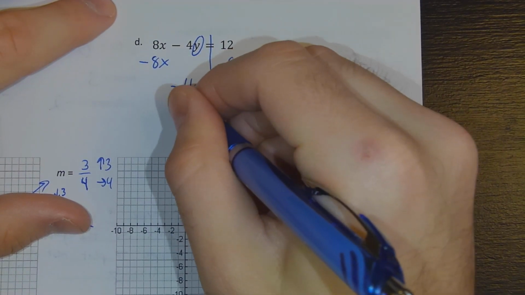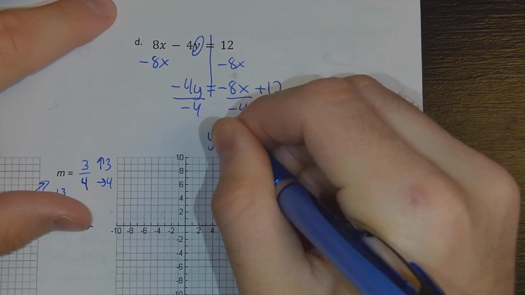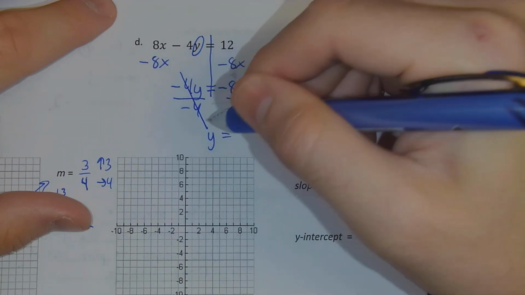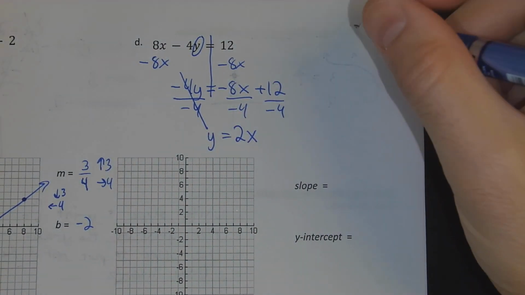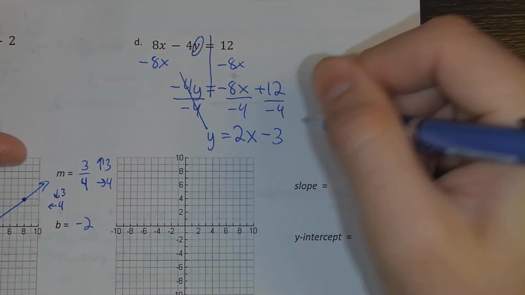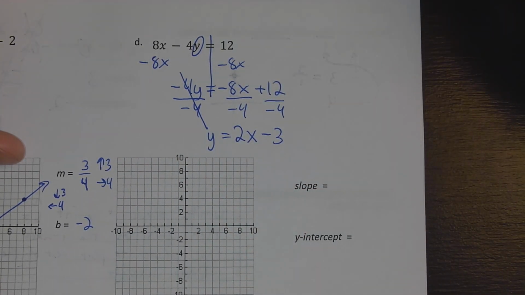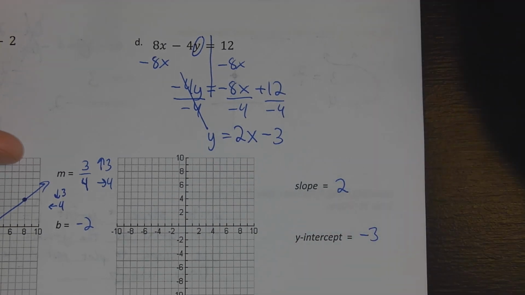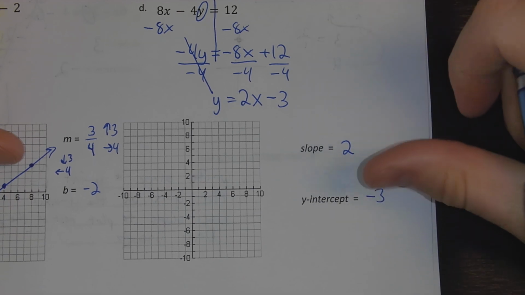Next step, divide by negative 4, so all the terms. So y equals negative 8 over negative 4 is a 2, and the x you bring down. 12 over negative 4 is a negative 3. So we use our division. Now we have y equals 2x minus 3. So our slope, step 1, 2, and negative 3 for slope and y-intercept respectively.